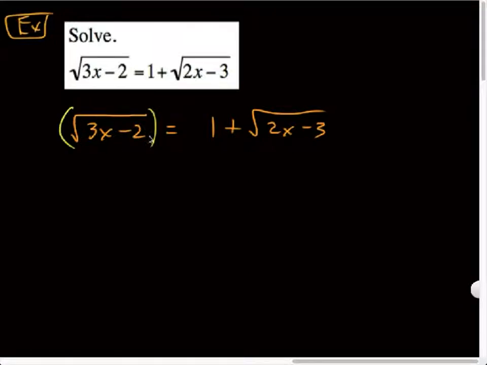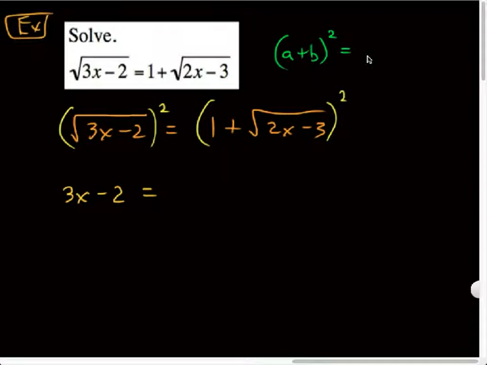So let's square both sides. And on the left, it's nice and easy. It's just 3x minus 2. And on the right, this time it's the a plus b pattern, all squared, is equal to a squared plus 2ab plus b squared. So in this case, my a is the 1 and my b is the square root of 2x minus 3, right? So I'm just going to plug those in and just commit, all right?